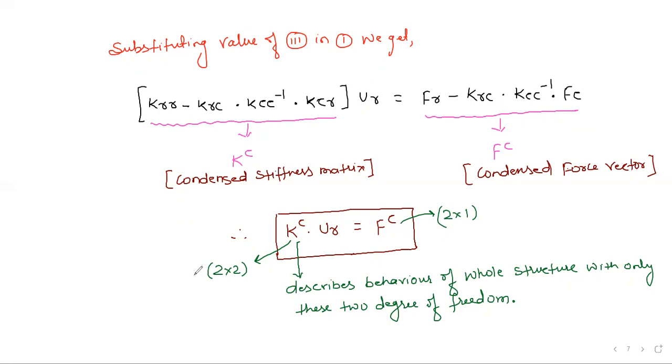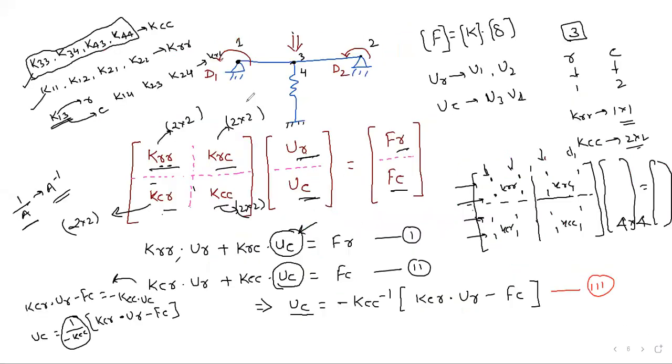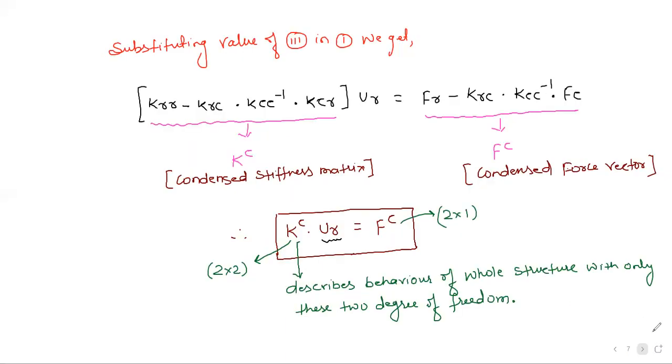Actually, it depends upon the unknown degrees of freedom. What are the unknown degrees of freedom? What are the degrees of freedom to be retained? So K of C into UR. UR is the displacement at the retained degrees of freedom. That is U1 and U2, equal to F of C. F of C you will get from here. That will be of size 2 by 1. So whatever the unknown UR, in this case the unknowns are U1 and U2, you will be able to find this U1 and U2 by using this equation.